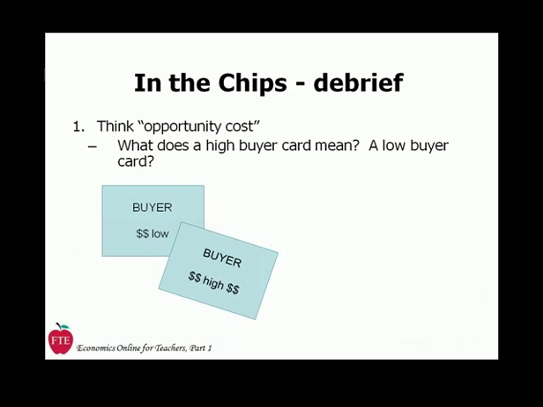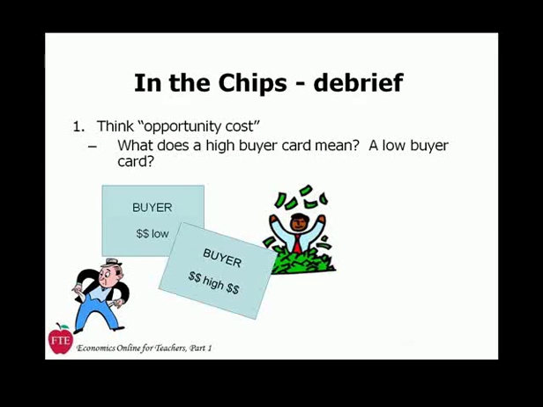First, which is better to have, a high buyer card or a low buyer card, and why? Now, what you're really asking your students is, what does a high buyer card or a low buyer card signify about the buyer? Students will readily express their preference for the high buyer card, and they generally leap to the conclusion that the buyer with the high card is rich and the buyer with the low card is poor. Okay, that works. It translates well into opportunity cost.